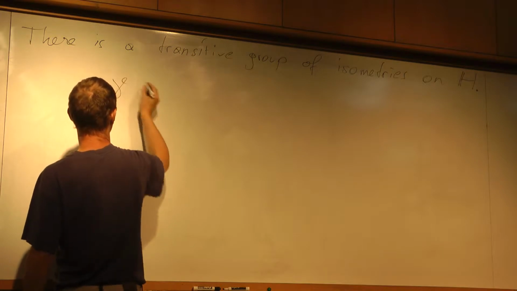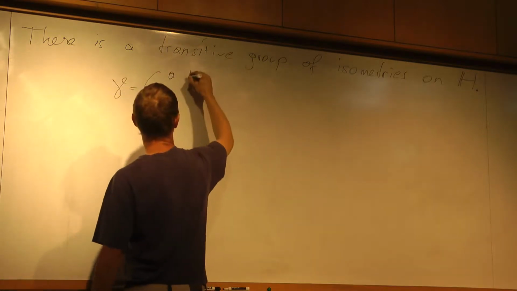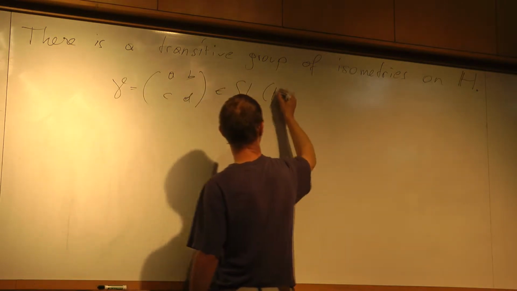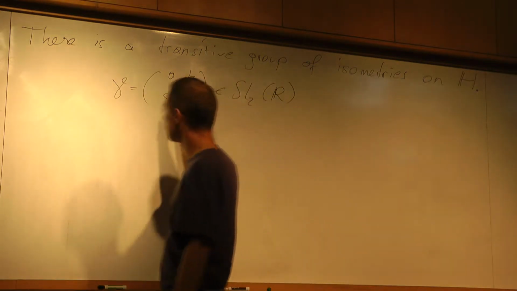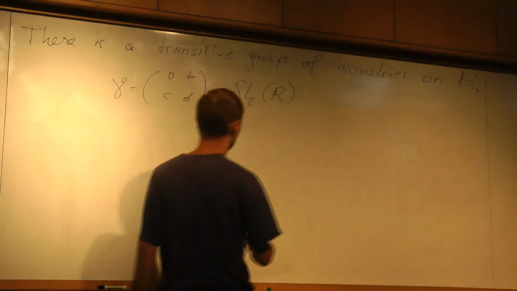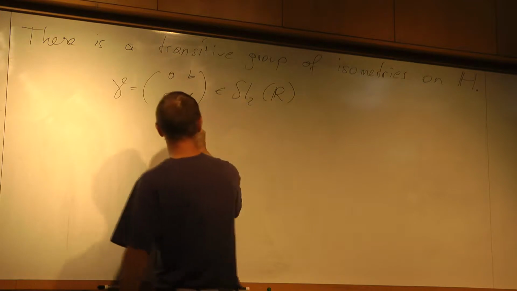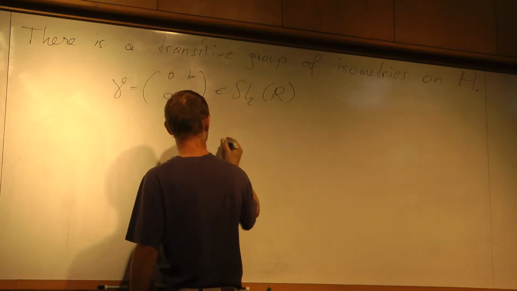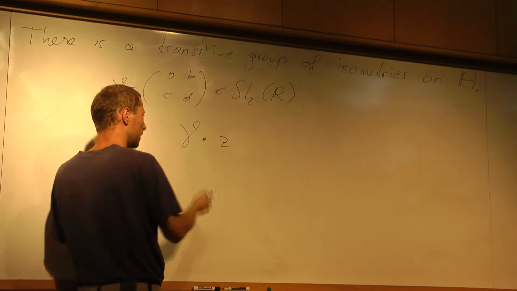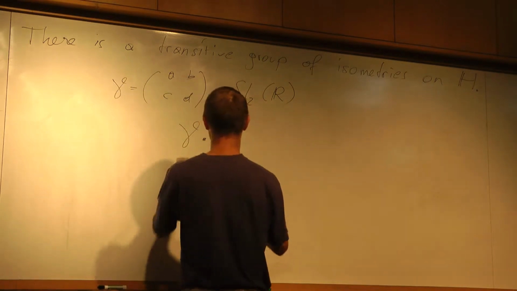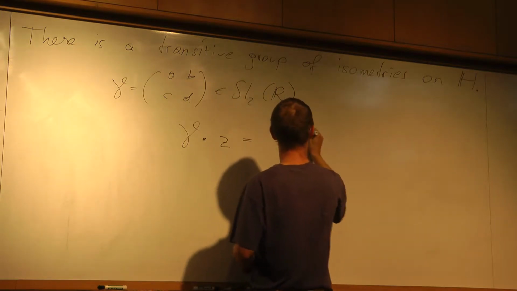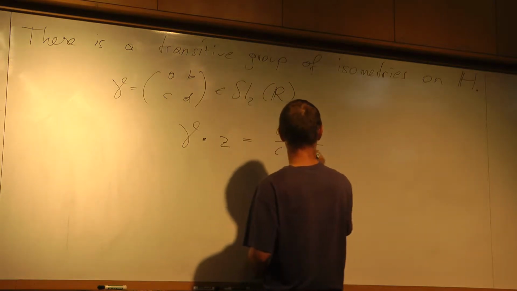Let gamma be the matrix (A, B; C, D) in SL2R. So I take a determinant 1 matrix with real entries. Then I define gamma of Z. I write it as a dot because I want to emphasize that it's an action. Gamma of Z I define as (AZ plus B) over (CZ plus D).